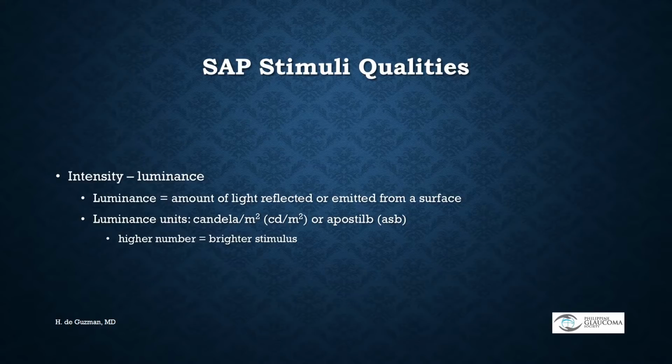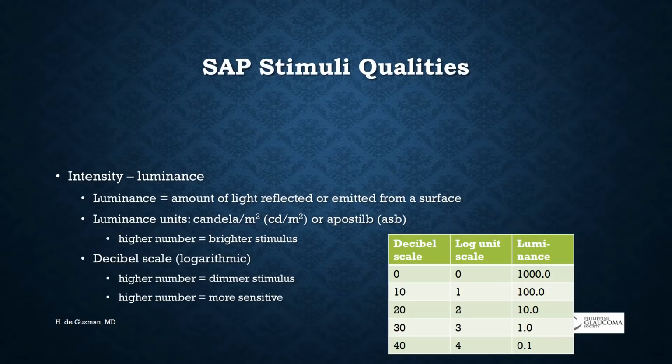Luminance is the amount of light reflected or emitted from a surface. Luminance units can be candelas per square meter, or apostilbs, or Lamberts. And when we use these kinds of units, the higher the number means the brighter the stimulus. In perimetry, we use the decibel scale, which is a logarithmic scale, where the higher numbers represent a dimmer stimulus. Therefore, a higher number means that that point of the retina is more sensitive.